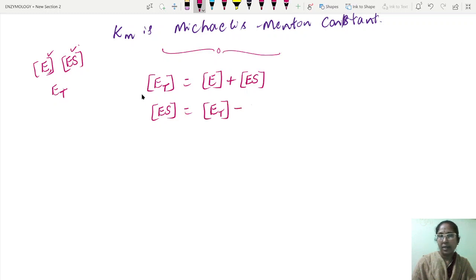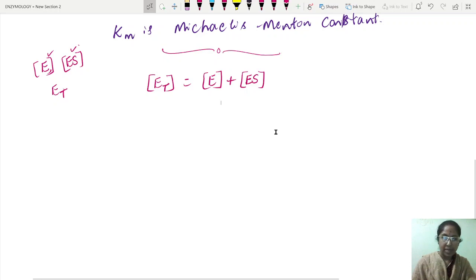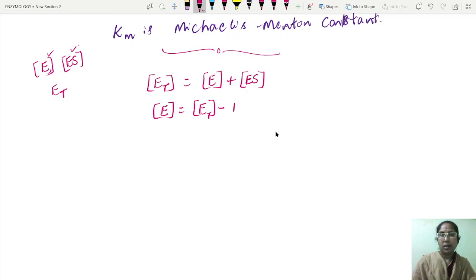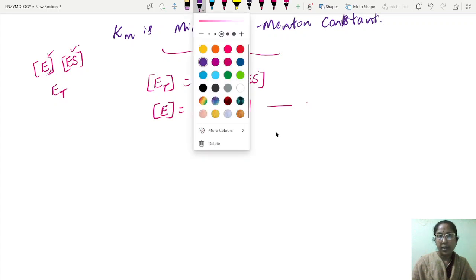So accordingly, the concentration of the enzyme substrate complex becomes the concentration of the total enzyme minus the concentration of free enzyme. Because we are not able to measure the concentration of free enzyme, the concentration of free enzyme is equal to the concentration of the total enzyme minus the concentration of the enzyme substrate complex. Let us consider this as equation number 5.